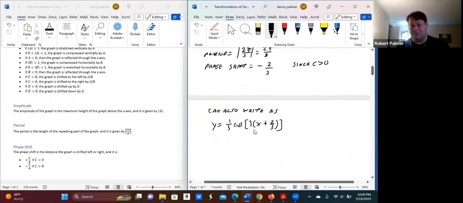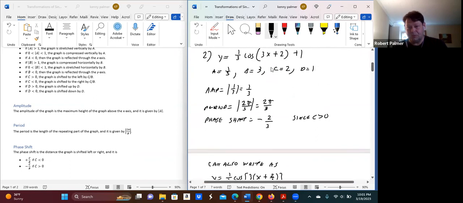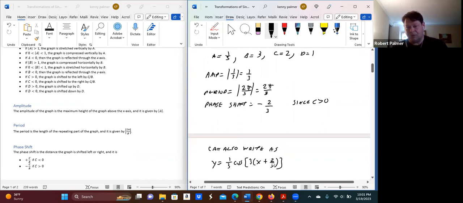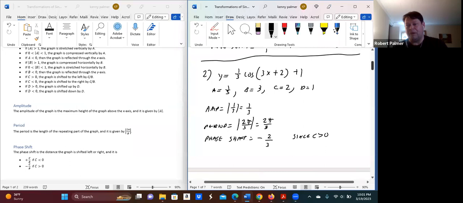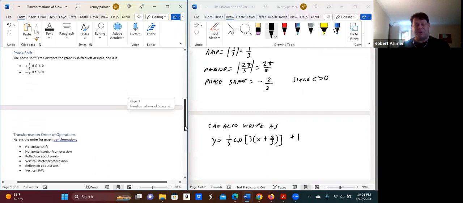So this is actually the same thing. If I multiply it back through, I get the same thing. So if I distribute this, 3 times x is 3x. 3 times 2/3, the 3's cancel out, and I'm left with just 2. Oops, I forgot my 1 out here, plus 1. So that's why it has the C over B, because technically think of it as factoring out the B, because remember in our order of operations, we actually do the phase shift first. That's why I think of it that way.